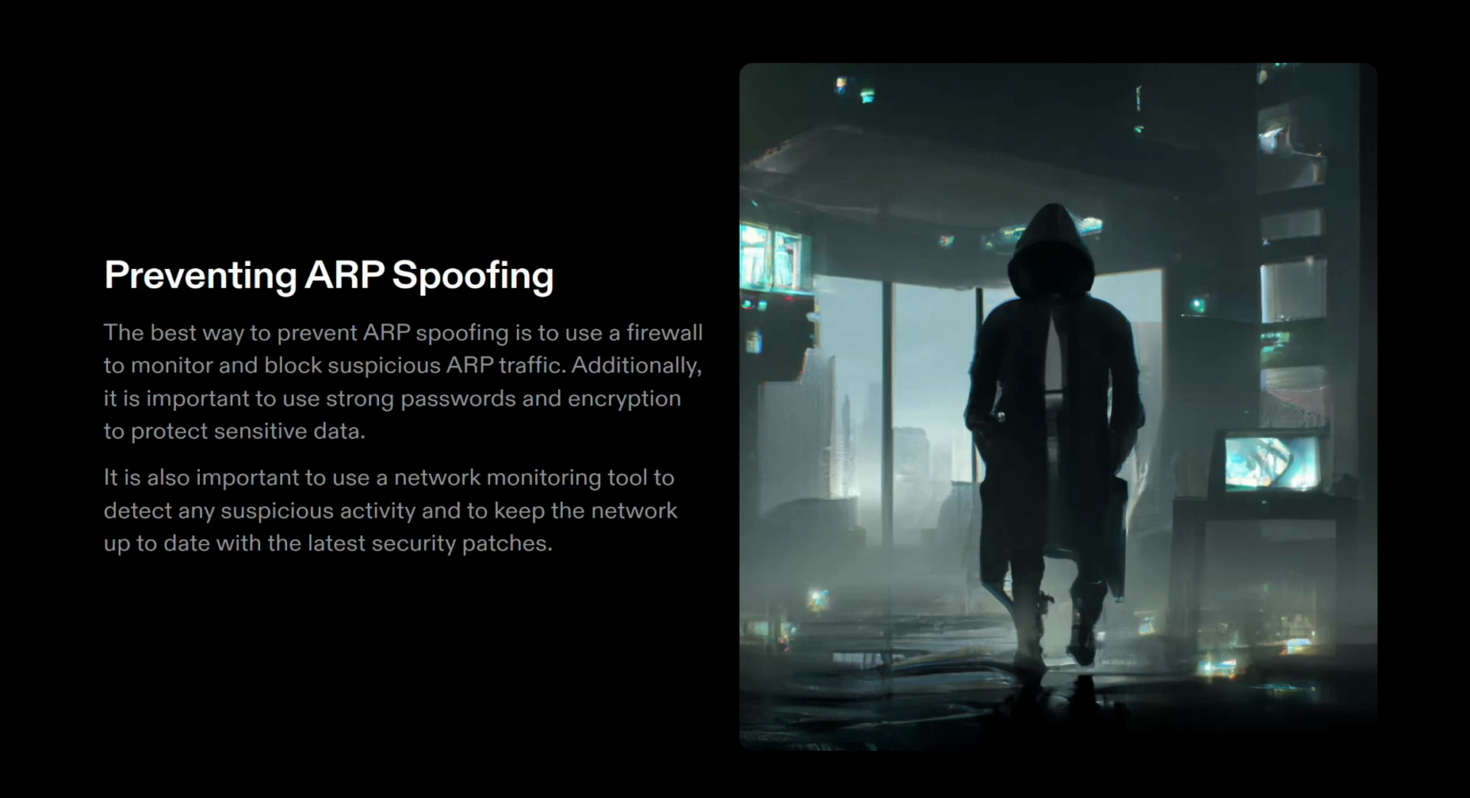Preventing ARP spoofing. The best way to prevent ARP spoofing is to use a firewall to monitor and block suspicious ARP traffic. Additionally, it is important to use strong passwords and encryption to protect sensitive data. It is also important to use a network monitoring tool to detect any suspicious activity and to keep the network up to date with the latest security patches.